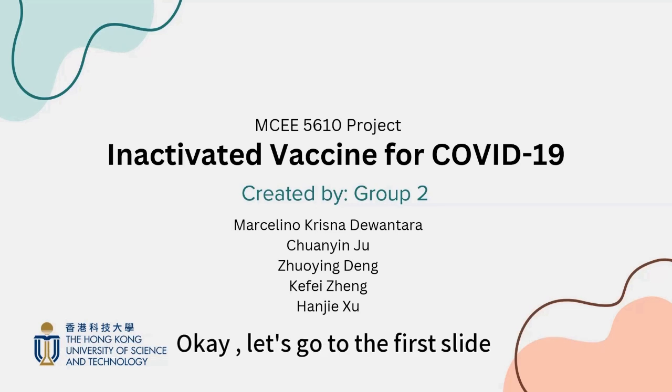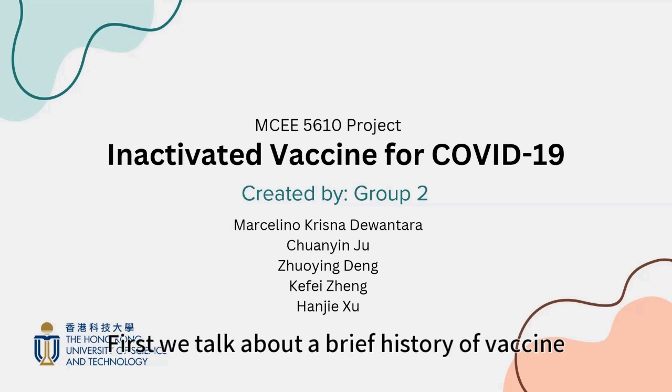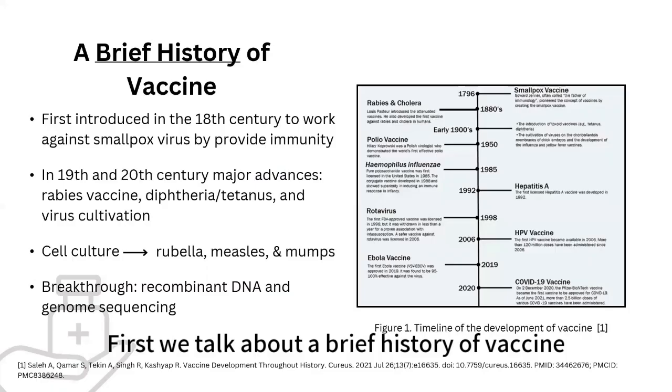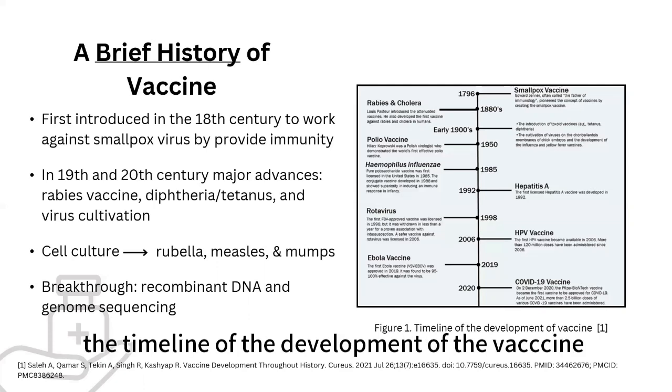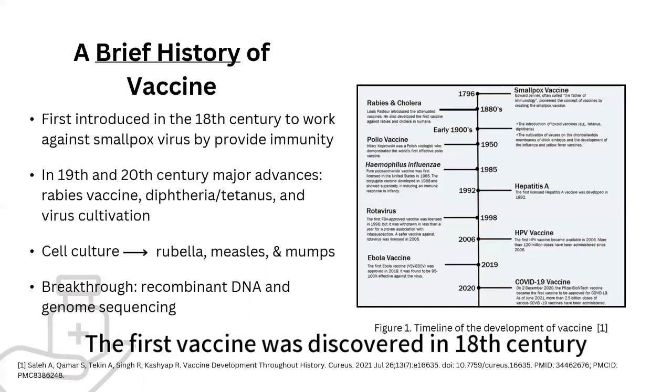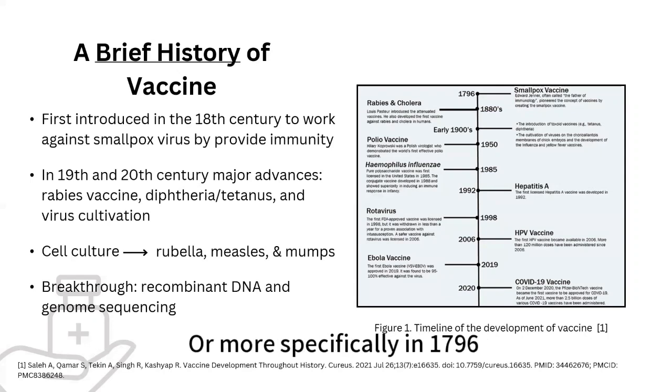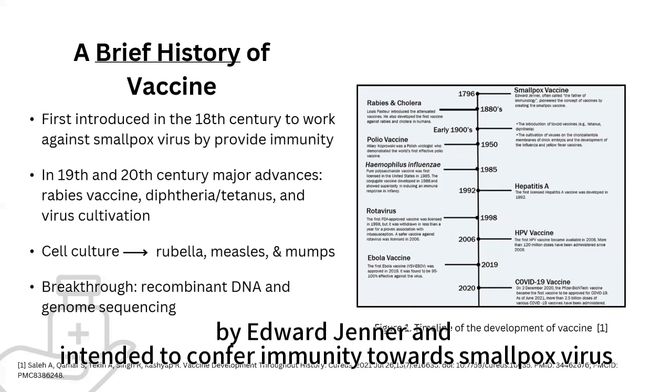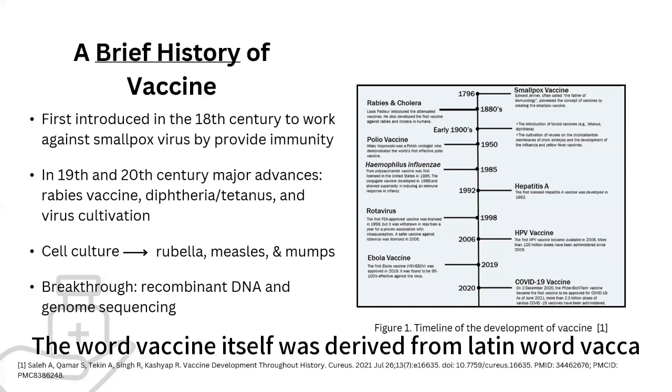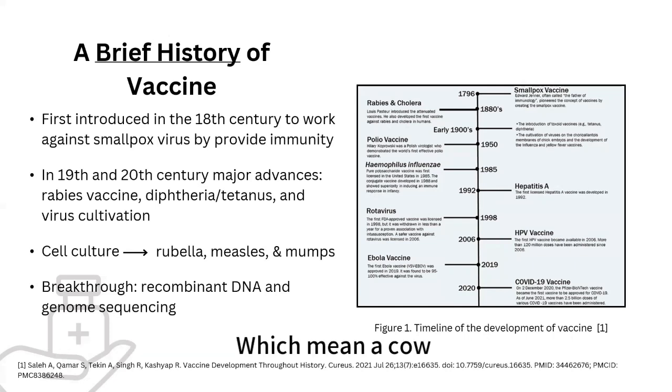Okay, let's go to the first slide. First, we talk about a brief history of vaccine. As you can see in figure 1, the timeline of the development of the vaccine. The first vaccine was discovered in the 18th century, more specifically in 1796, by Edward Jenner and intended to confer immunity towards smallpox virus.